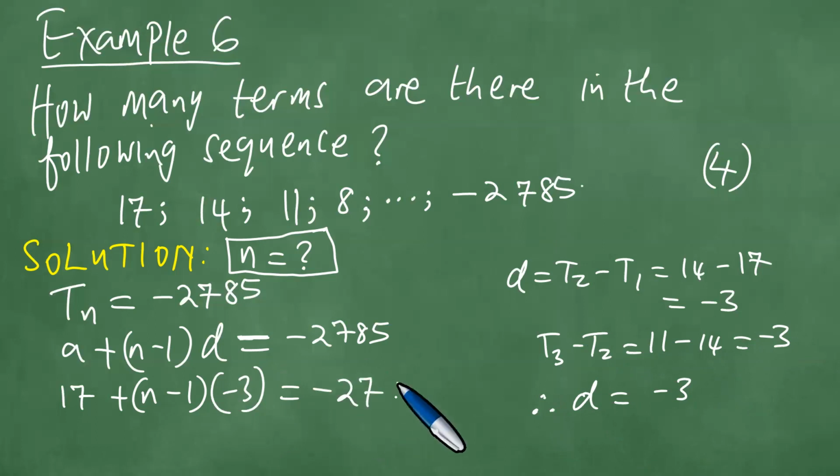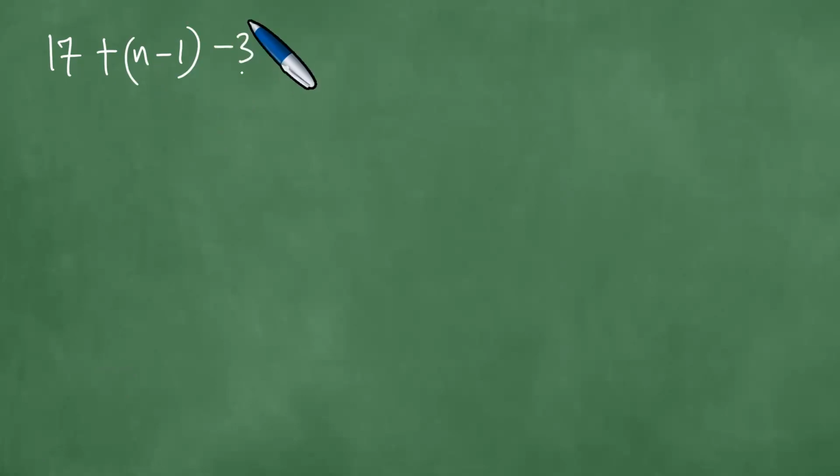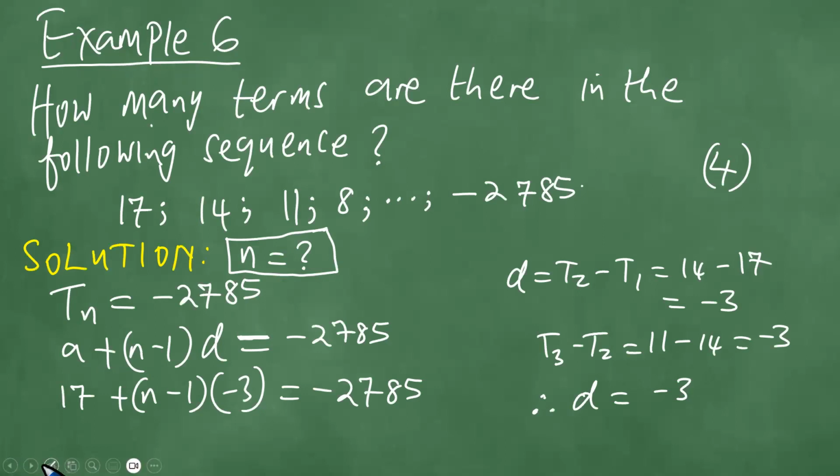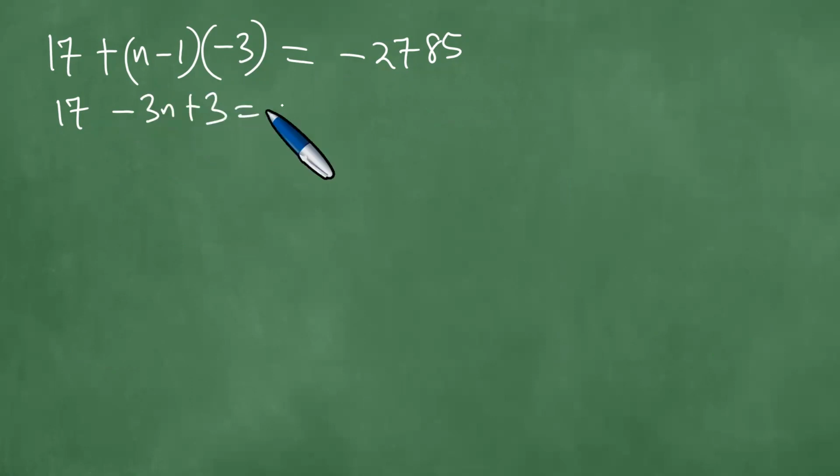Minus 2785. So we have 17 plus n minus 1 into minus 3 equals minus 2785. Good. We need to solve for n here. So we need to distribute. Minus 3 by n is minus 3n plus 3, equals minus 2785. So 17 plus 3 is what?